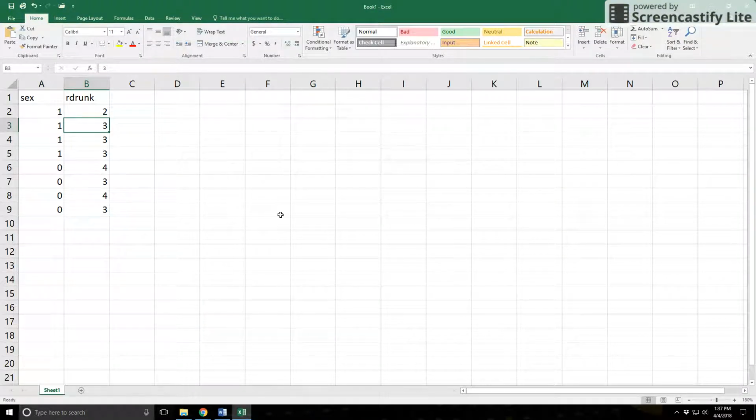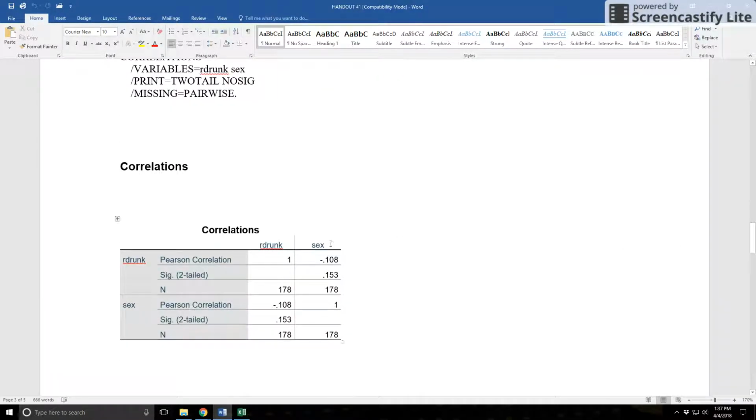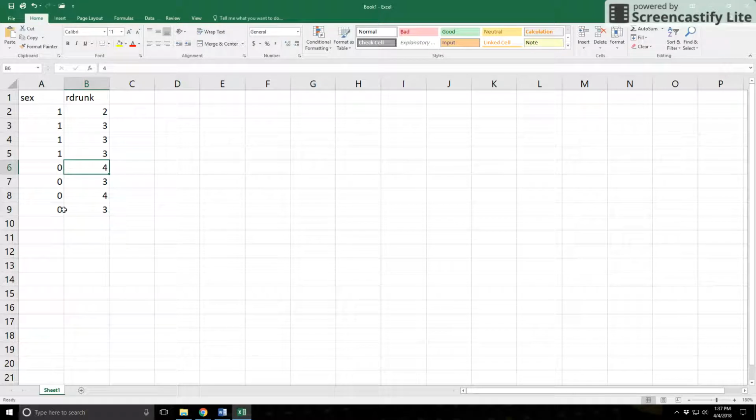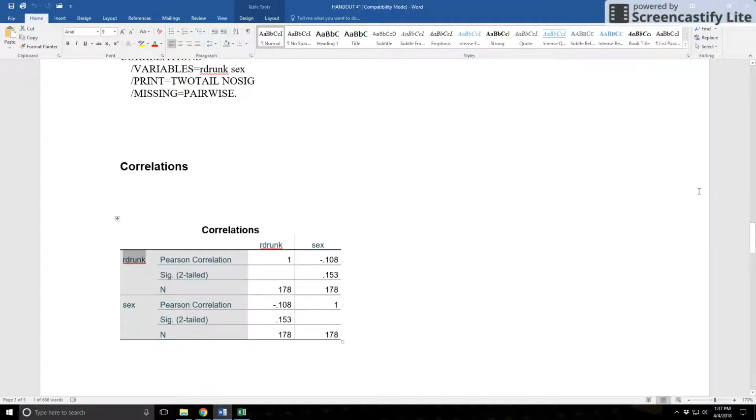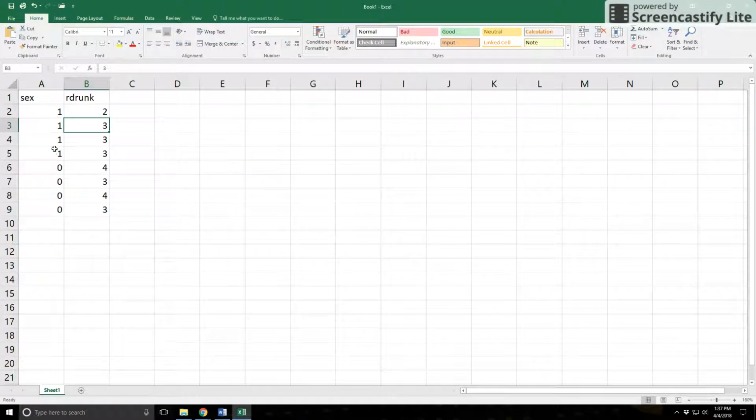So let's pretend that these are the data right here. Here I have my ones, and here I have my zeros. What do you notice about the pattern of how the ones answered this question versus how the zeros answered it? Because remember, correlation tells you how one variable, sex, is related to another variable, how often you got drunk. What we're seeing is that these are all men. If you look at the answers they gave in rdrunk, how often did you get drunk? 2, 3, 3, 3. If you look at the coding, we're talking about a rarely and then some occasionallys. So this male said he rarely got drunk. He said they got drunk occasionally.